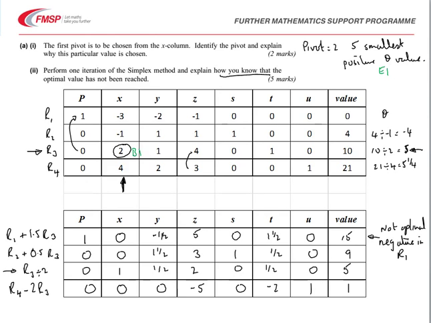Okay, the marking for that went as follows. There was a method mark for doing row operations, and then A marks for each of these, so up to 3, so A1, A1, and finally A1. So for 1 correct, 2 correct, or all correct. And then a mark here, an explanation mark for saying why you knew it's not an optimal value.